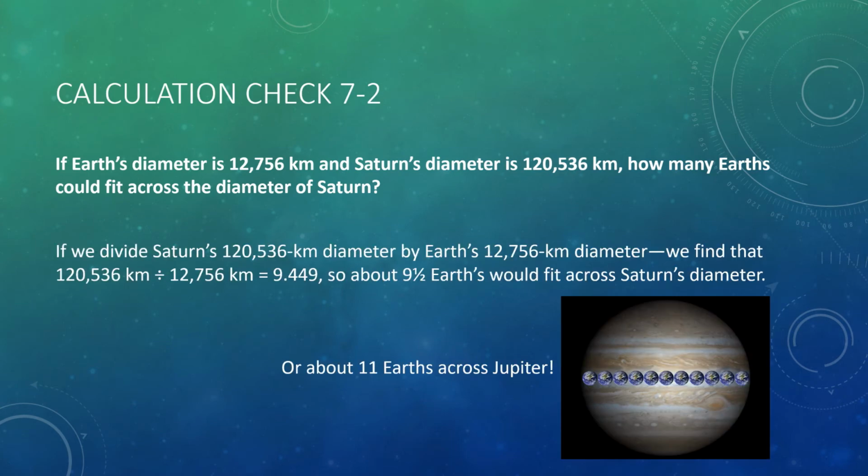All right, well, we have a large planet and a small planet. Take the two numbers, take the largest and divide it by the smallest, and we find that we would get roughly 9.5 Earths to fit across Saturn's diameter. And for comparison as well, if you look at Jupiter, we could actually fit 11 Earths across Jupiter. And here's an image showing you that to actual scale. So this is 11 Earths fitting across just the diameter of Jupiter. So it gives you a sense of scale, at least for our own planets.